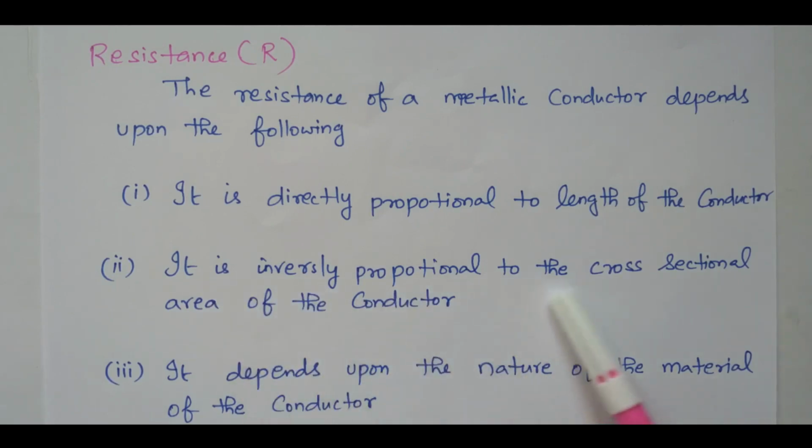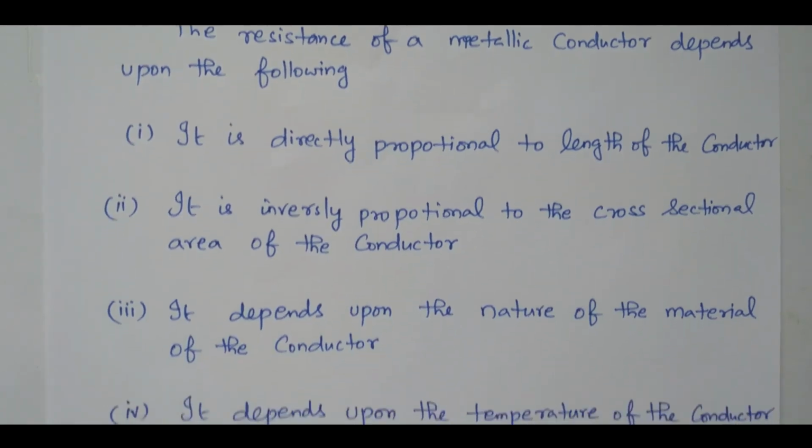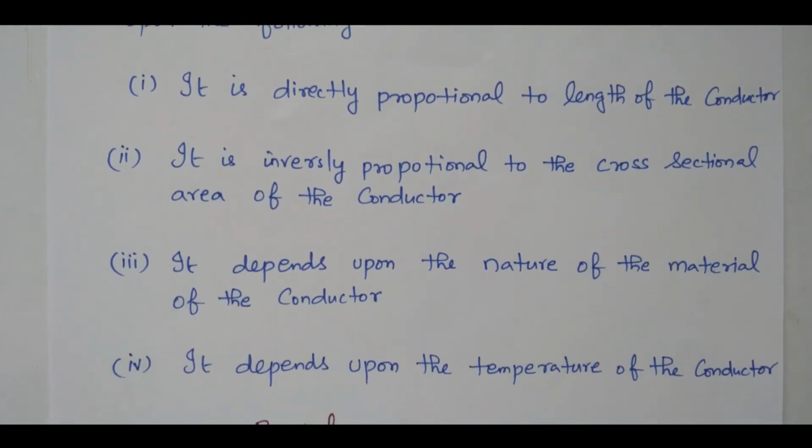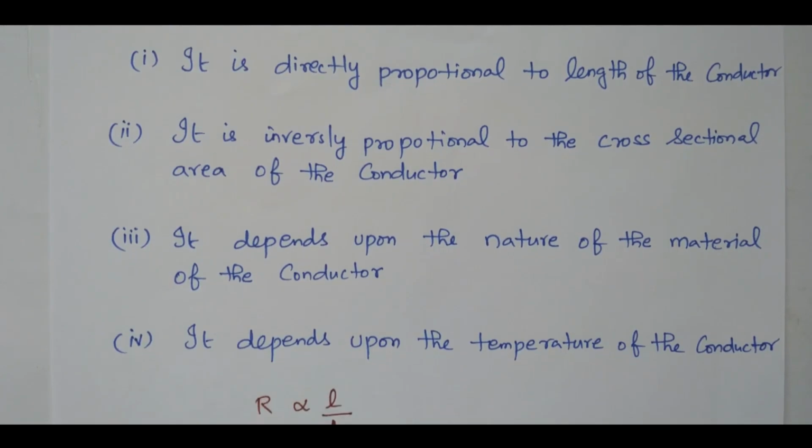It is inversely proportional to the cross-sectional area of the conductor. When the cross-sectional area increases, resistance will decrease. It also depends upon the nature of the material of the conductor, the own property of the material. And it depends upon the temperature of the conductor, which we already discussed: Ohm's law is applicable only at constant temperature.